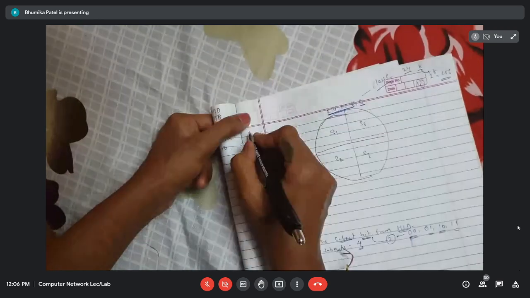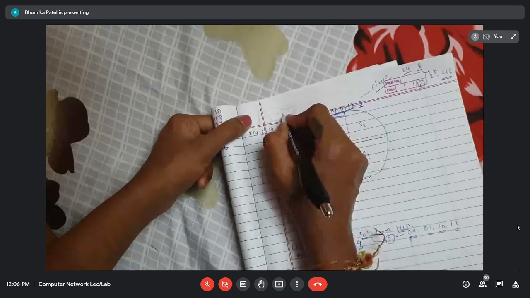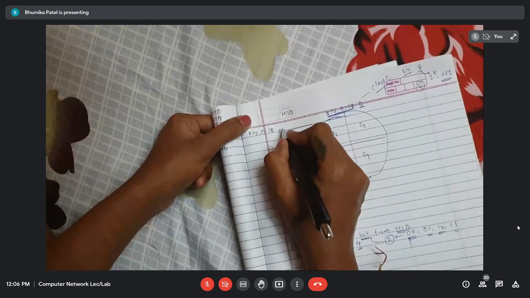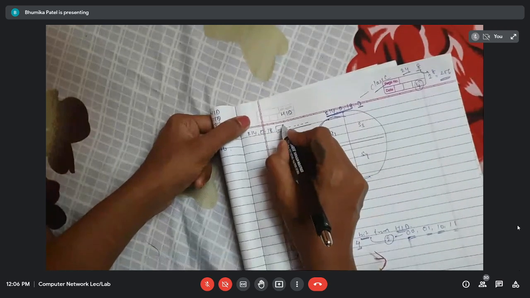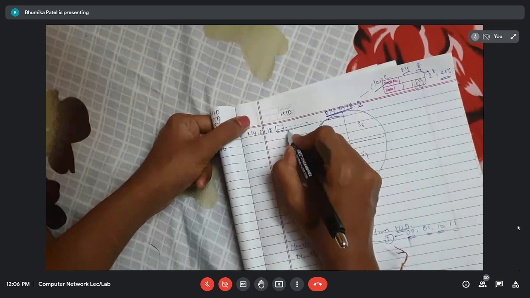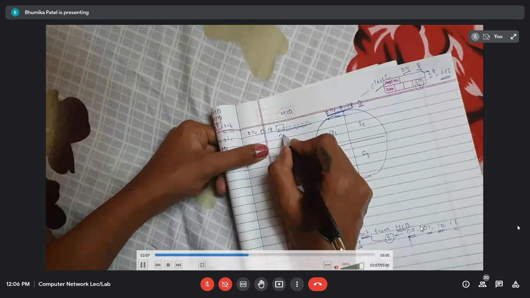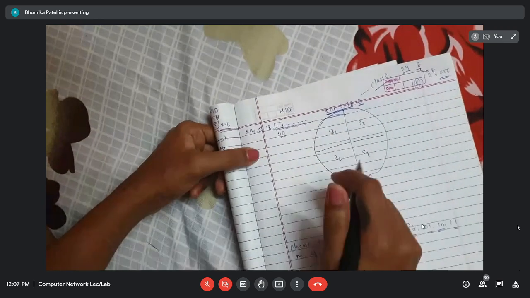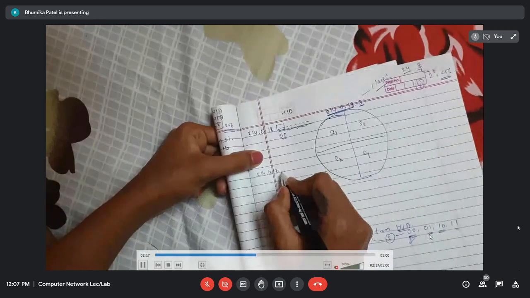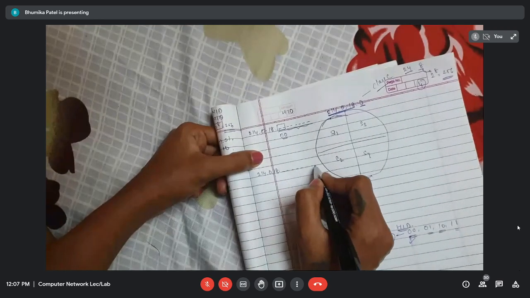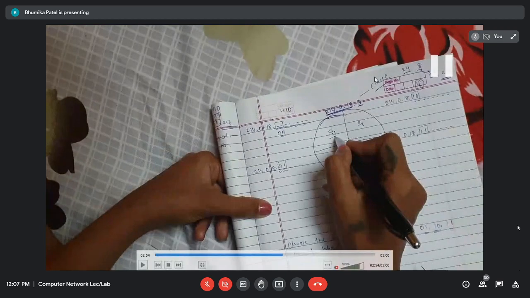Now here it is 214.0.18, and the first 2 bits will be 00. Of the last 8 bits of the host ID, the first 2 bits will be the subnet bits. So for subnet 1 it will be 00, and we keep these first 2 bits fixed. In subnet 2 we keep the first 2 bits 01. Fast forwarding, for subnet 4 it will be 11.